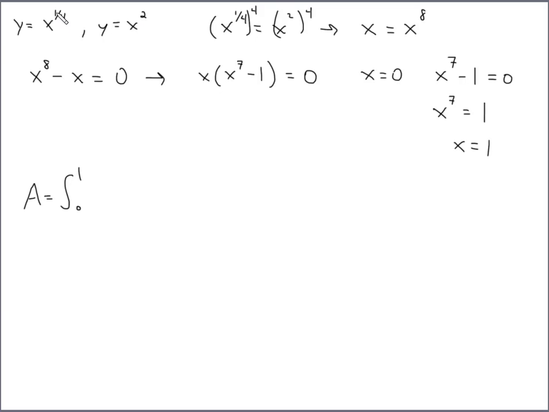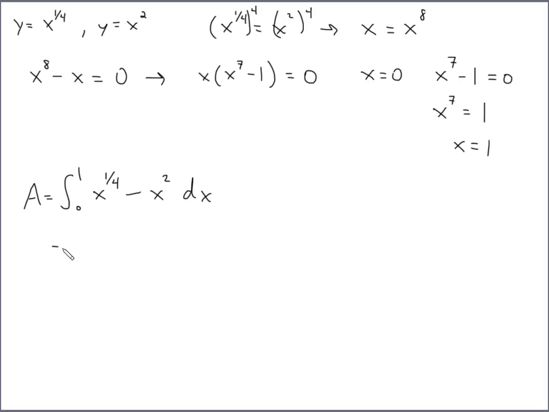This is going to be the larger function, but if you wanted to verify that, you could plug in a number like 1/2 or something like that, and you'd find that 1/2 squared is actually smaller than 1/2 to the 1/4 power. So this is the larger function, so it goes first. So we get x to the 1/4 minus x squared. That's the integral we want to find.